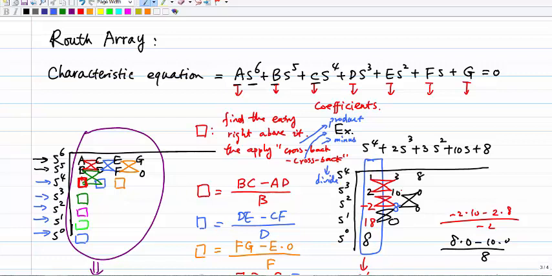So cross back. You do B and C minus A and D, divided by B. This is what you should put over here. This is what this value should be. This is how I compute this value. The same rule applies for the blue one.